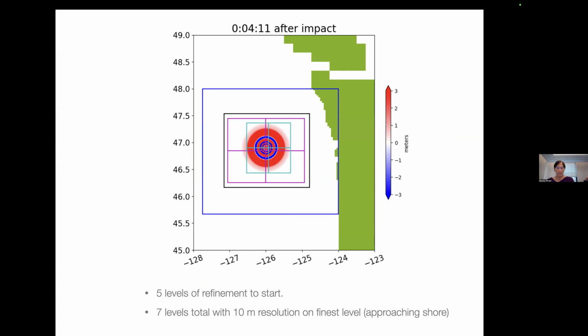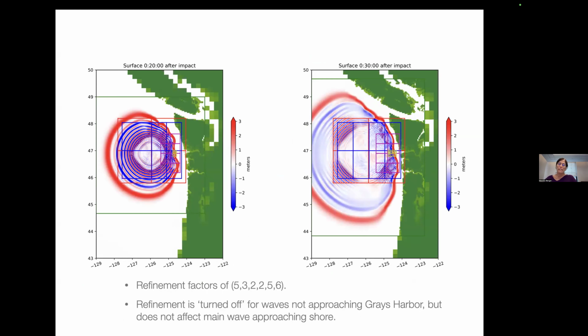5 levels of refinement to start, seen here colored in different colors depending on the level, and 7 levels total when it reaches shore. So we got down to 10-meter resolution. And here are some intermediate refinements. You see here, we are not tracking the outgoing wave, so it is greatly coarsened here. You can't really see it at this level, but these are fully tracked.